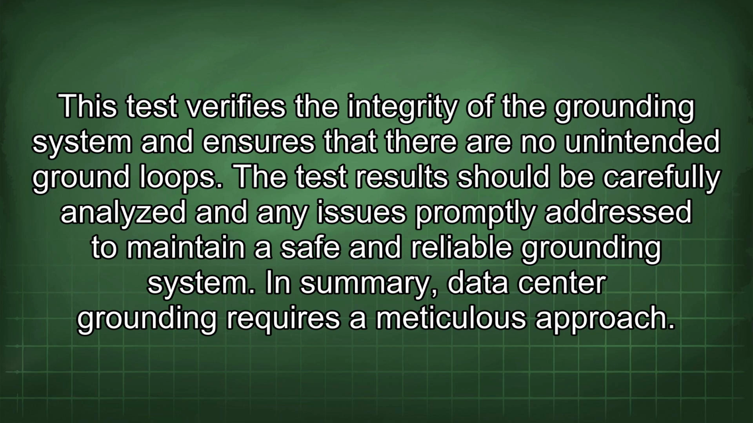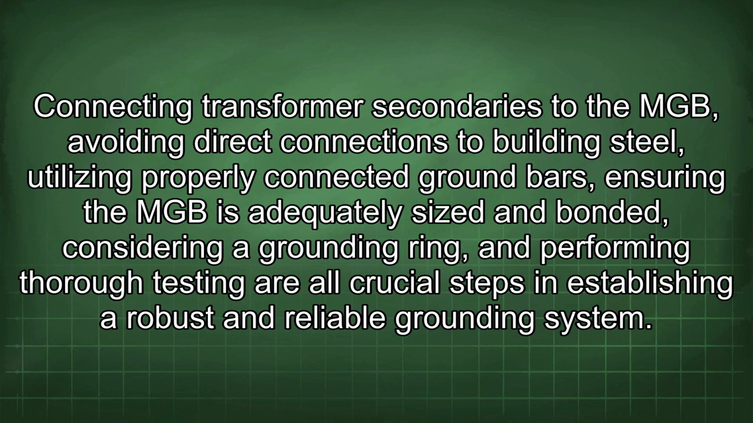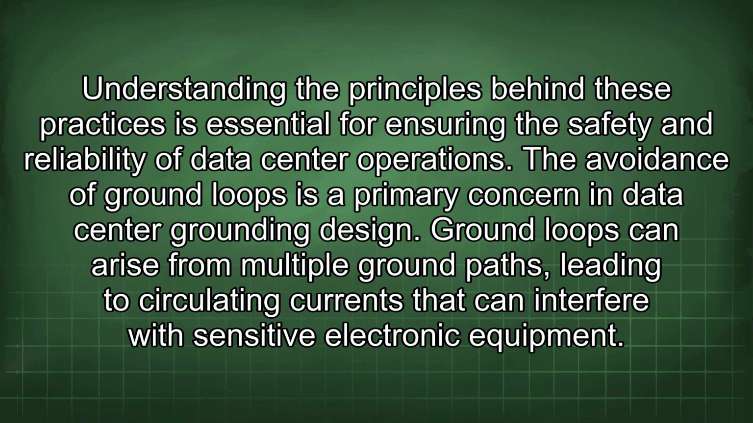In summary, data center grounding requires a meticulous approach. Connecting transformer secondaries to the NGB, avoiding direct connections to building steel, utilizing properly connected ground bars, ensuring the NGB is adequately sized and bonded, considering a grounding ring, and performing thorough testing are all crucial steps in establishing a robust and reliable grounding system. Understanding the principles behind these practices is essential for ensuring the safety and reliability of data center operations.